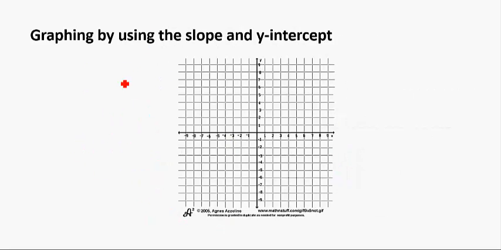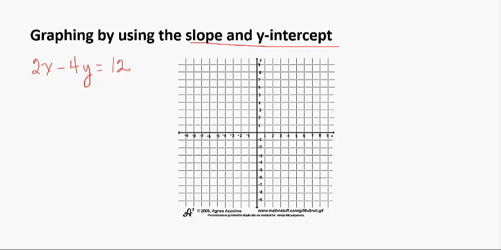Okay, let's look at another problem. Let's say that your problem was 2x - 4y = 12. If you're asked to graph this, you could make your table. You could pick 3 values for x, substitute them in, and find y. But this problem is actually asking you to graph using the slope and the y-intercept.